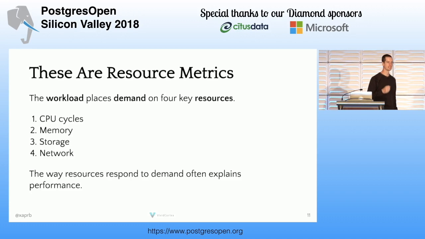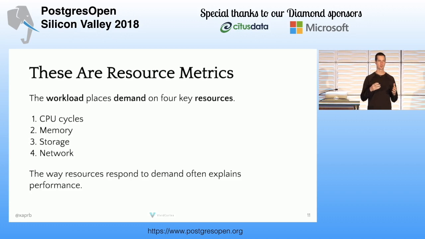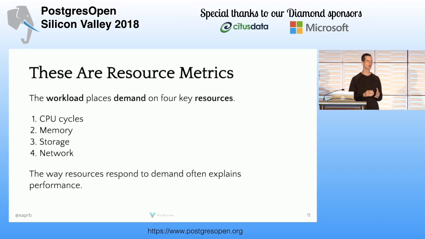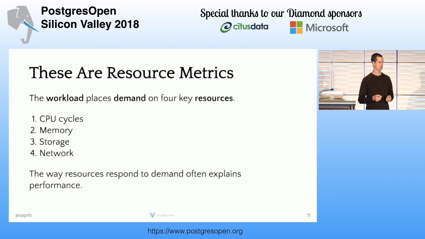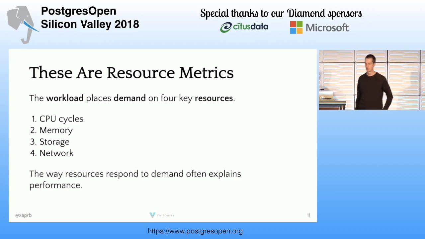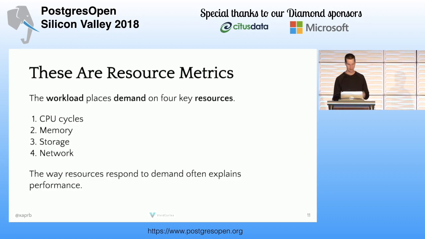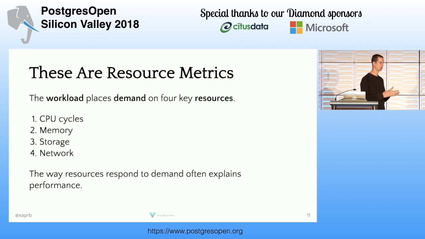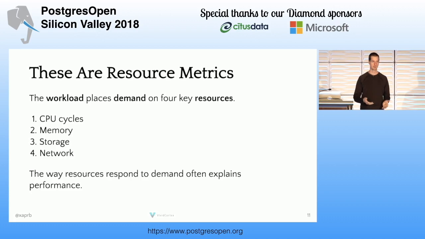So this workload generates demand. There's a certain amount of work that is just inherent to the workload. And that generates demand on the resources. It consumes CPU cycles, memory traffic, all of these things, right? And there are 4 of these key resources: CPU, memory, network, and storage. And the way that they respond to that demand often either explains performance problems or points you somewhere else. So I'll show you next how to figure out if resources are adequate or not. So the reason that you need to measure things like CPU, network, memory, et cetera, is you need to know whether you have adequate resources to meet the demand of the workload.